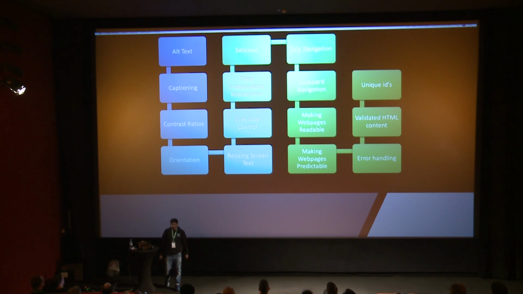Alt text, captioning, contrast ratios, orientation, seizures, time-independent interactions, giving your users more control over the screen with play and pause buttons, resizing screen text, skip navigation, keyboard navigation, making web pages more readable, making web pages more predictable, unique IDs, validated HTML content, and error handling at the last. So this is the whole checklist you need whenever you design your website. Just scroll through them one by one to check if you have met all the success criteria of perceivable, operable, understandable, and finally, robust.